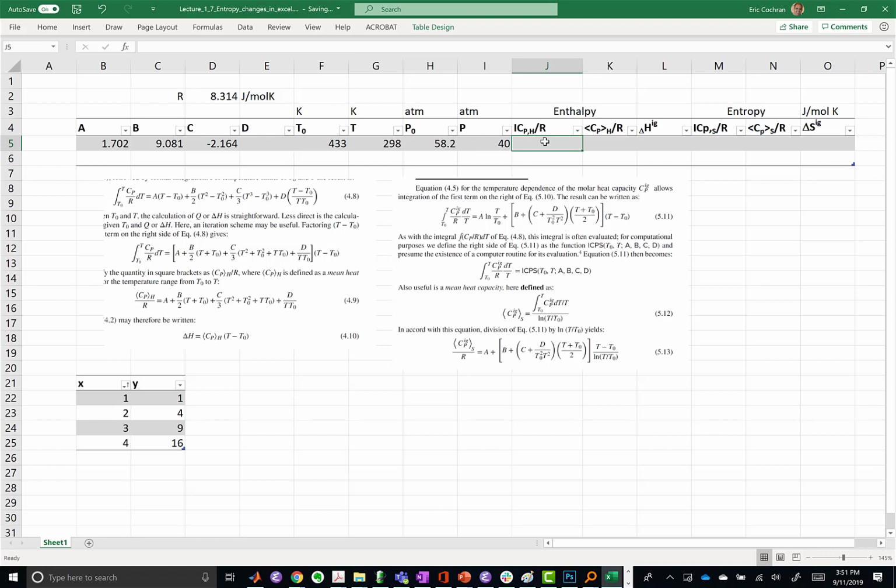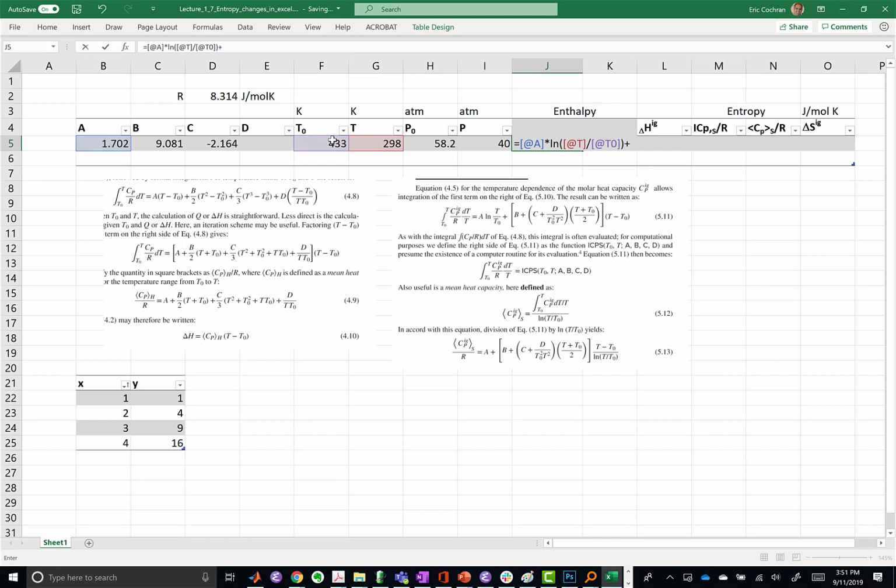Okay, so for the heat capacity integral, I'm just going to be looking down here at equation 4.8 as I type. So that is going to be the A parameter, so bracket at A, and you can see that cell B5 highlighted in blue to show that I got it, times the natural logarithm of the temperature ratio. So I can either do that by typing it or by clicking on the cells. Either way is fine. So the first term, A times delta T.